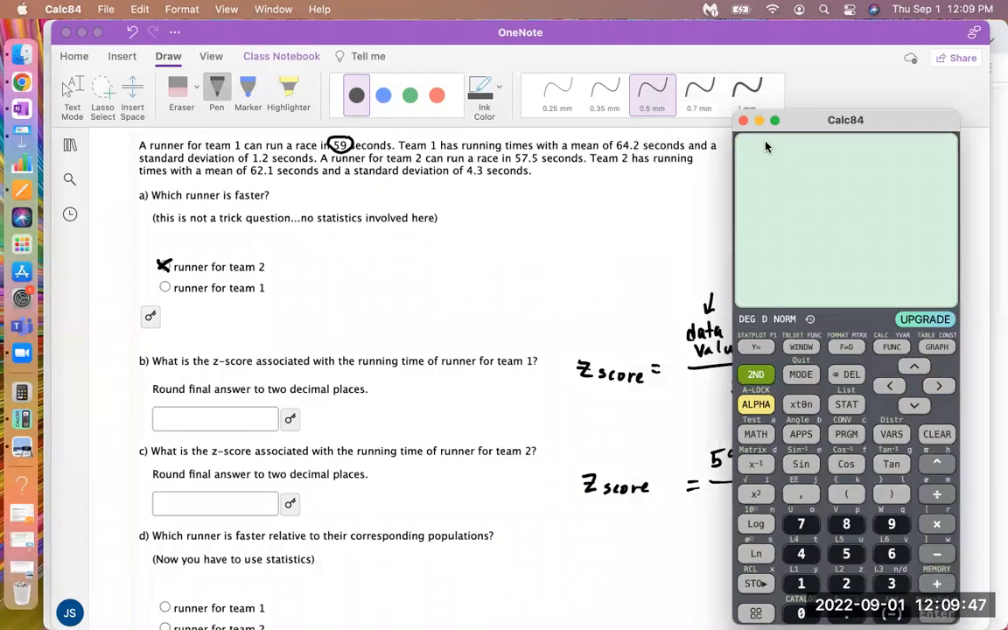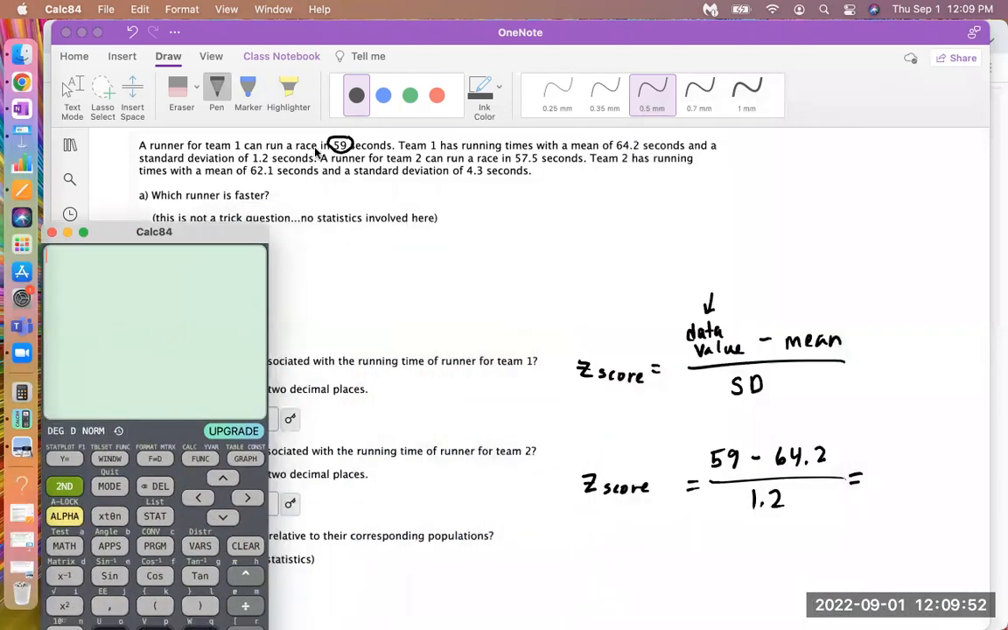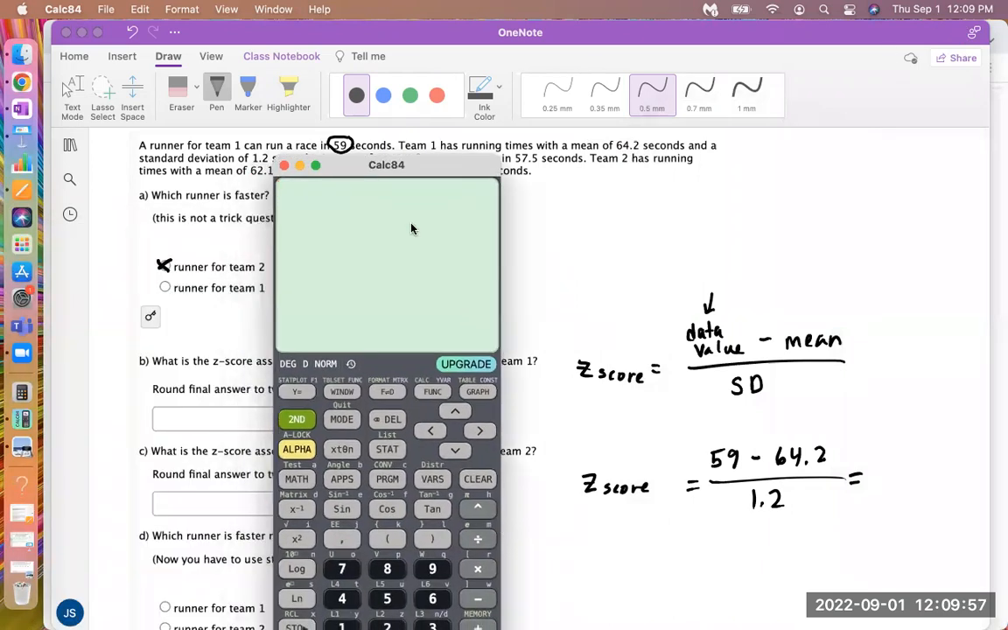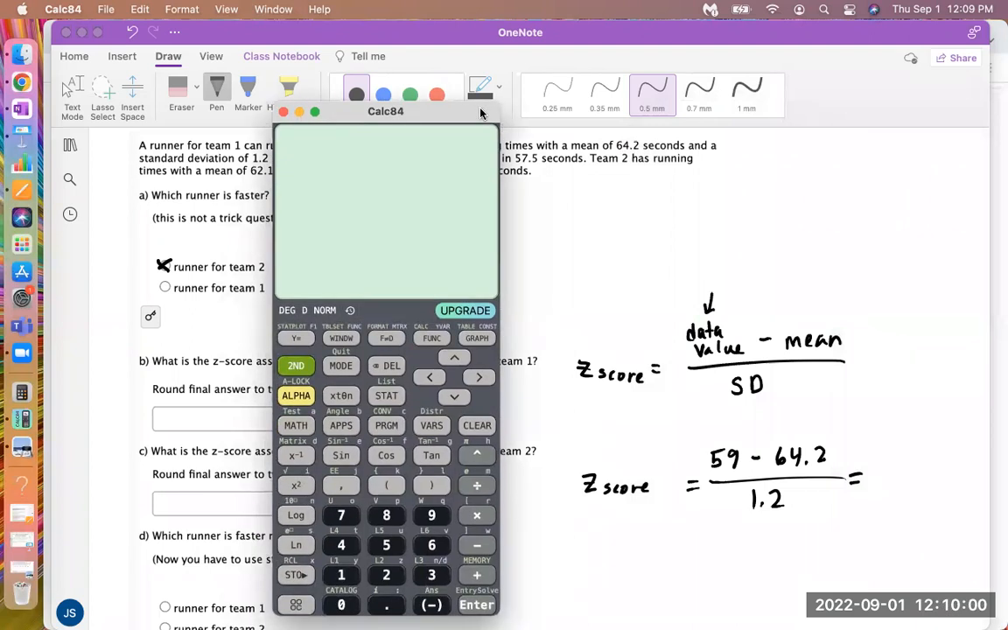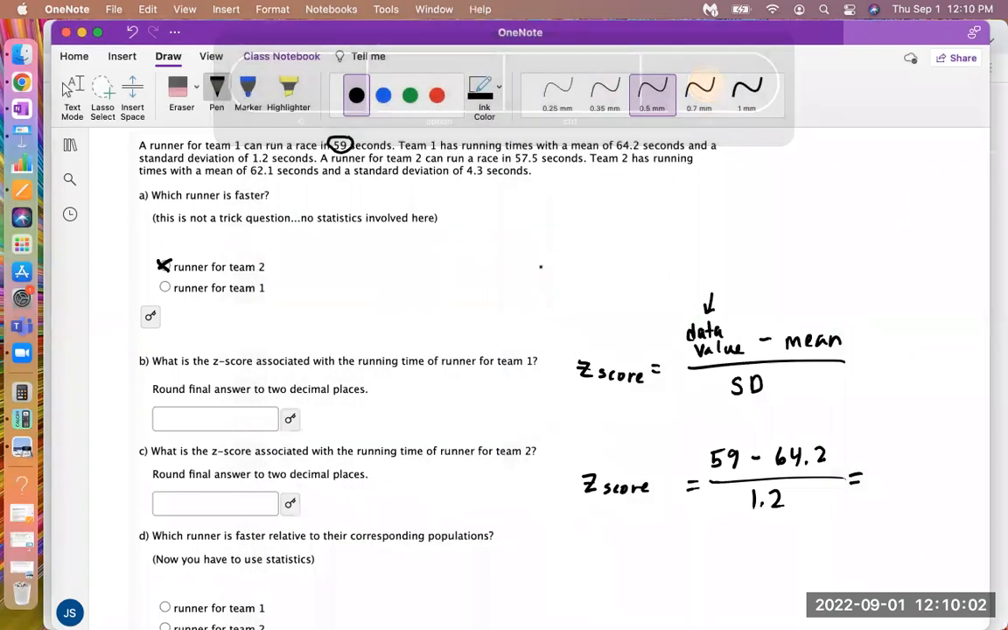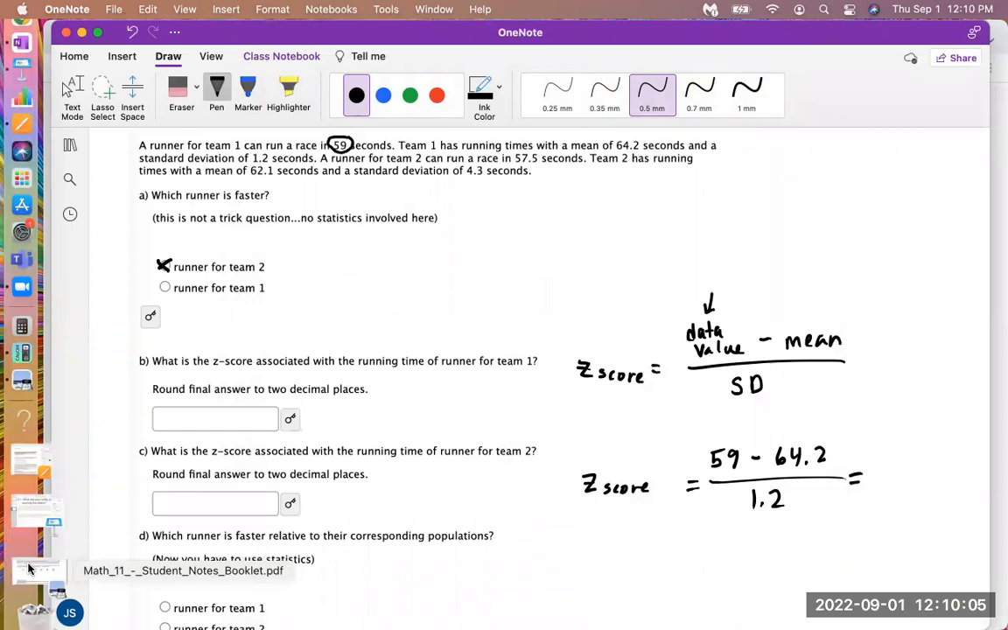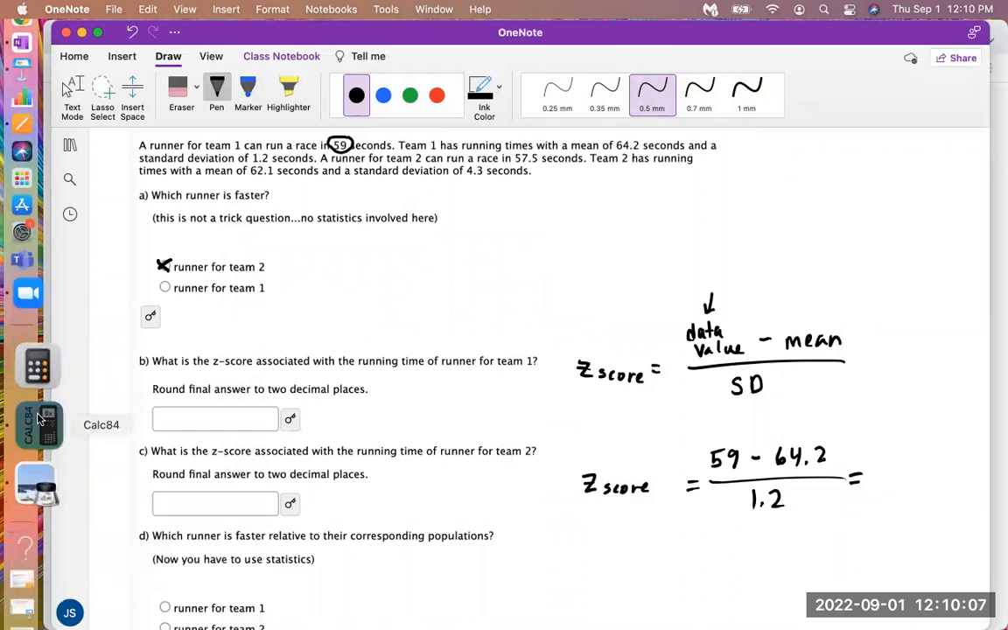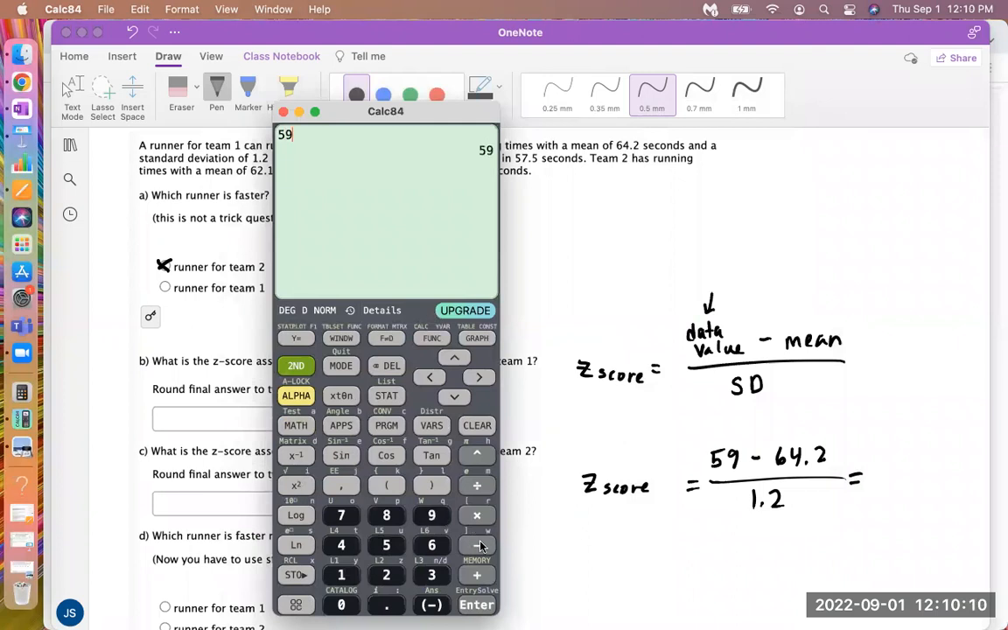Okay, let's see if I can just move this. Okay, so I did 59 minus 64.2, and I press enter and get a number. So I just did the numerator.